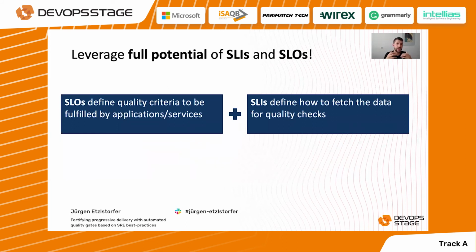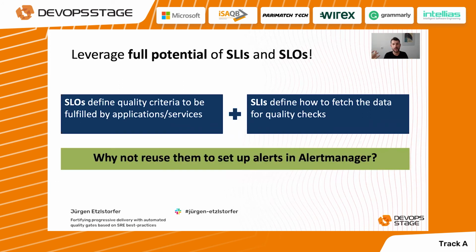So we already have our SLI and SLO files. So we can do a little bit more with this. We defined the quality criteria and we defined how to fetch the data. So why not also reuse this to set up alerts in Prometheus Alert Manager? So now we are switching a little bit from continuous delivery and progressive delivery with, let's say, canary releases, and we're already switching a little bit to operations.